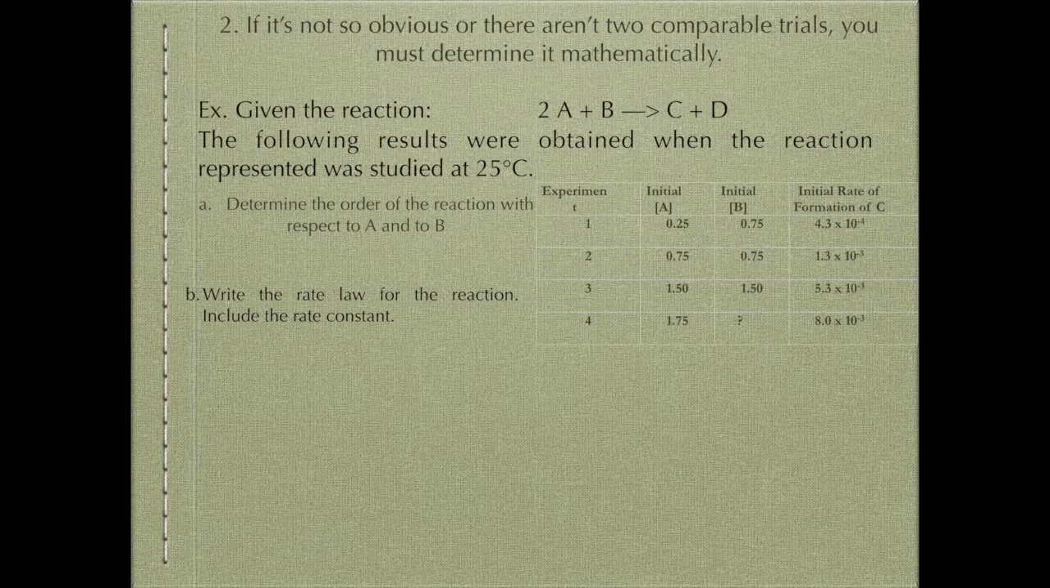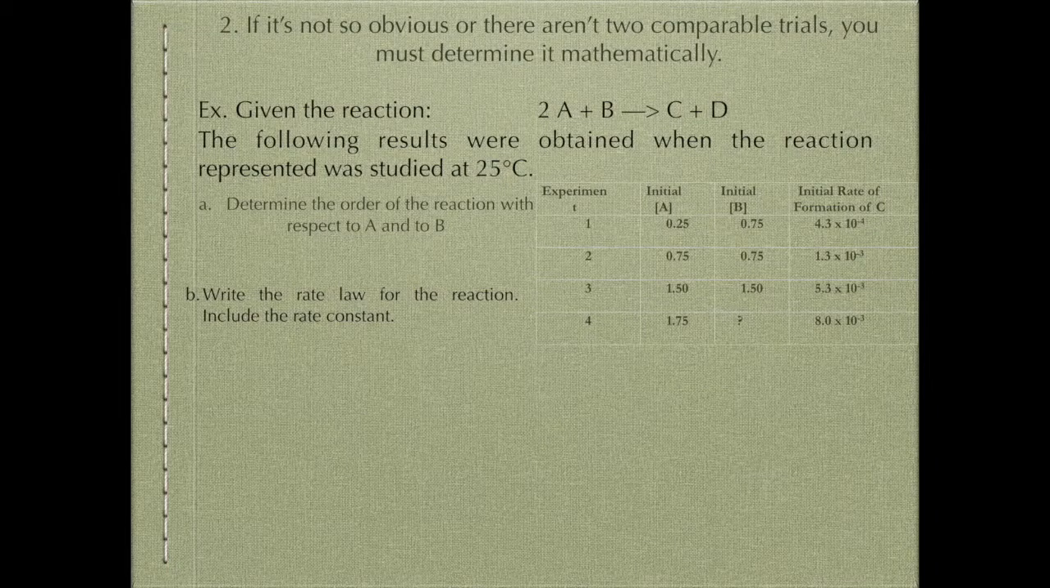Now if I try and do the same thing for the concentration of B, notice none of the concentrations of A stay the same. And this is where it gets just a tiny bit tricky. What I'm going to do is I'm going to take 2 experiments. So I'm going to look at 2 and 3. The concentration of B doubles. It goes from 0.75 to 1.5. Notice that the rate quadruples. Okay? So what that tells me is that since A also doubles, then B must be first order as well, because as A doubles, B doubles, and the rate quadruples.